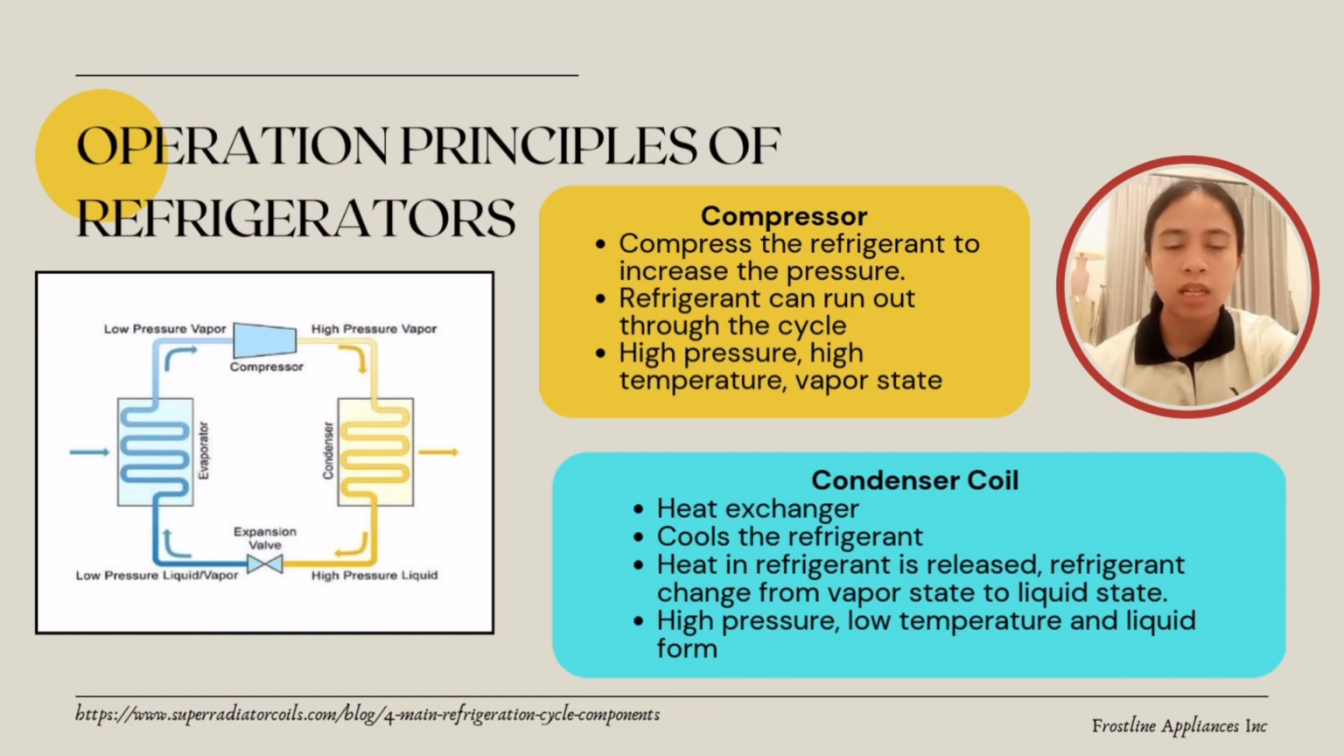Starting from the compressor, the refrigerant will enter the compressor at low pressure, low temperature, and in vapor state. The compressor will compress the refrigerant, and when it comes out from the compressor, the refrigerant is at high pressure, high temperature, and in vapor state. Then the refrigerant will go to the condenser coil. The condenser coil is a heat exchanger in the refrigerant cycle. It will cool the refrigerant coming from the compressor at high temperature. As the heat from the refrigerant is released, the refrigerant will change from vapor state into liquid state. Now it comes out from the condenser at high pressure, low temperature, and in liquid state.